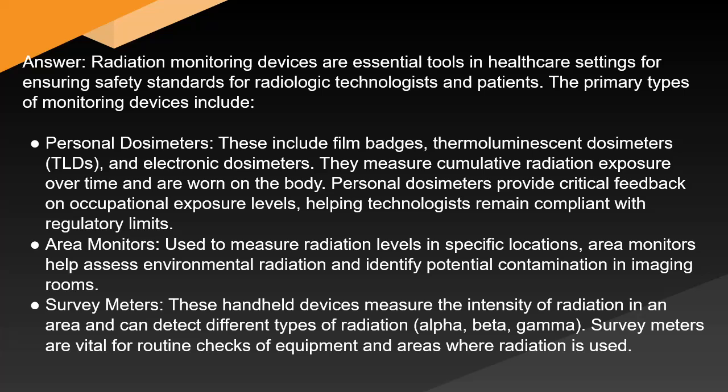Area monitors. Used to measure radiation levels in specific locations, area monitors help assess environmental radiation and identify potential contamination in imaging rooms. Survey meters. These handheld devices measure the intensity of radiation in an area and can detect different types of radiation, alpha, beta, gamma. Survey meters are vital for routine checks of equipment and areas where radiation is used.